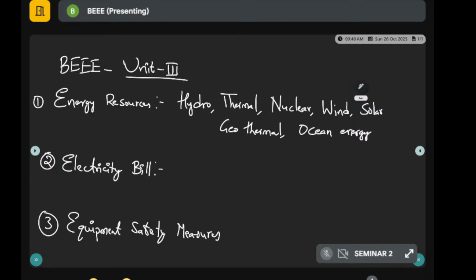First we will complete these two topics, very easy and very short. Because we have to concentrate on the important topics, as well as, with respect to time, whichever is most easy, that we will concentrate on. So we will complete this: electricity bill and equipment safety measures.